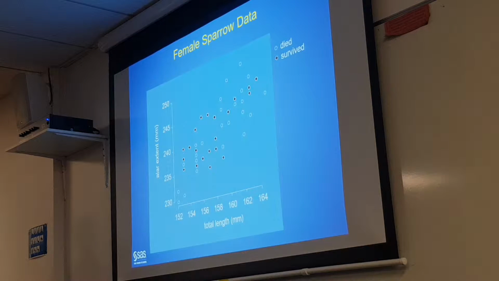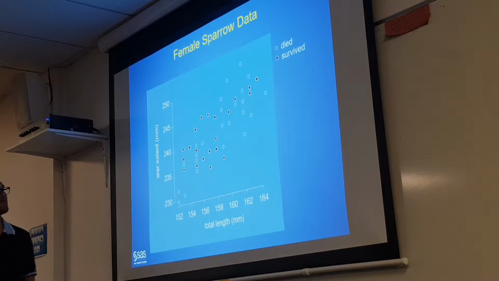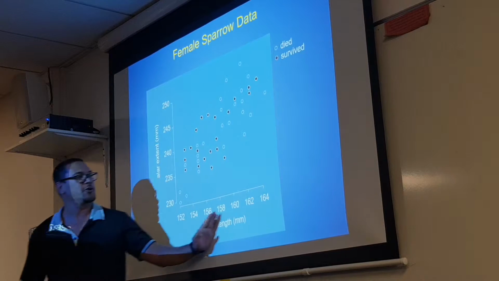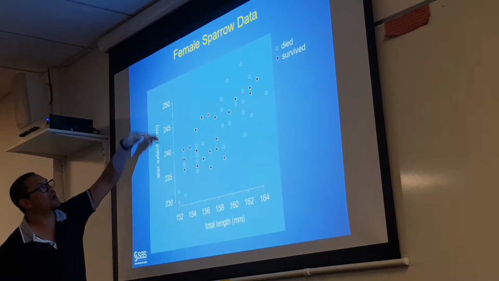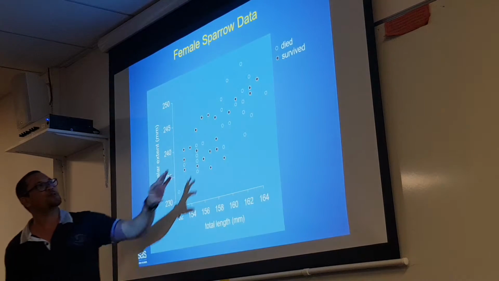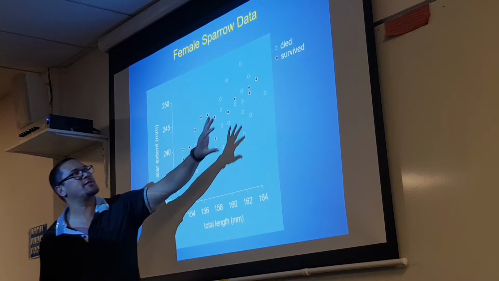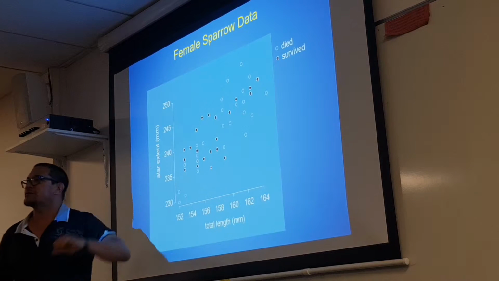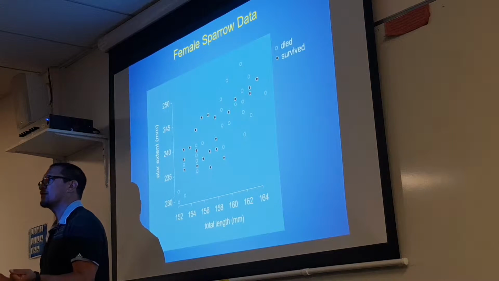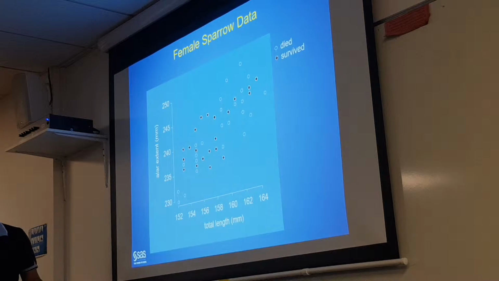So the question of interest would be, okay, is there a relationship here between the variables? Well, clearly there is. As total length gets bigger, so does this alar extent. And secondly, is there a difference in the birds that survived relative to the ones that died? And how would you describe that if there was a difference? What would you say? Can you see any patterns?